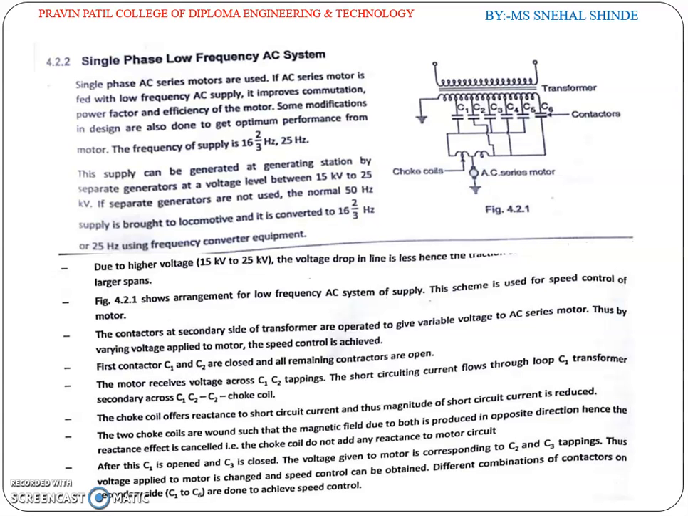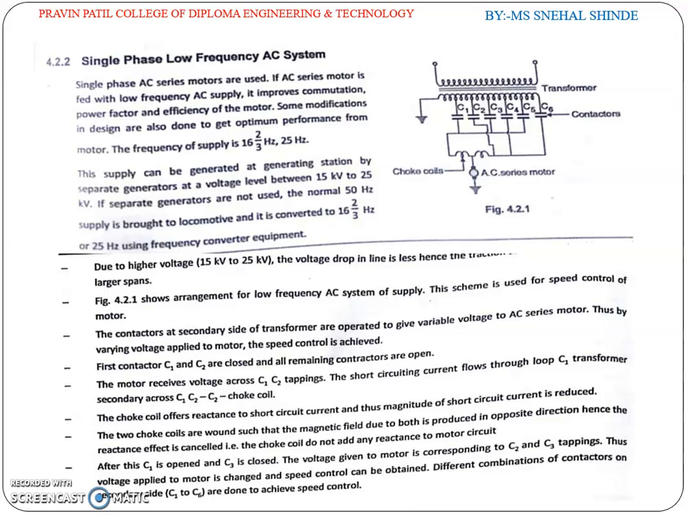Single phase AC series motors are used. If AC series motor is fed with low frequency AC supply, it improves commutation, power factor, and efficiency of the motor. Some modifications in design are also done to get the optimum performance from the motor. The frequency of supply is 16 2/3 Hz or 25 Hz.